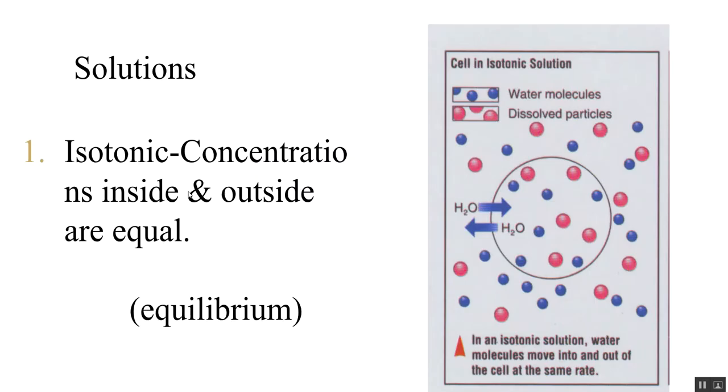So, I didn't realize that got cut off. Isotonic: concentrations inside and outside are equal. That's what isotonic means. It means it's reached equilibrium. So if we're looking here, this is an isotonic solution. Water molecules move into and out of the cell at the same rate. It's never static or not moving. It's always moving. It's just equal. It's equal on the inside, equal on the outside. So things go in and out equally.